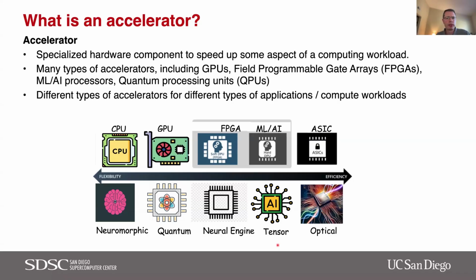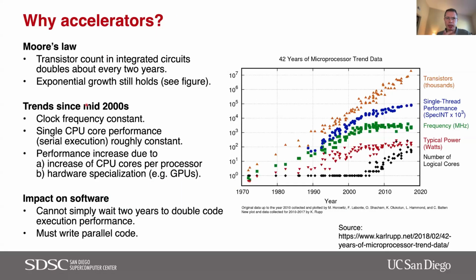But we have other accelerators as well, such as field programmable gate arrays, FPGAs, or now coming, and who knows, over the next few years, quantum processing units, QPUs, for instance. And so these different types of accelerators are useful and good for different types of applications and compute workloads. And if we step back a little bit and look at the microprocessor trend over the last decades, it explains a little bit why we have accelerators and why we're using accelerators so much also in scientific computing.